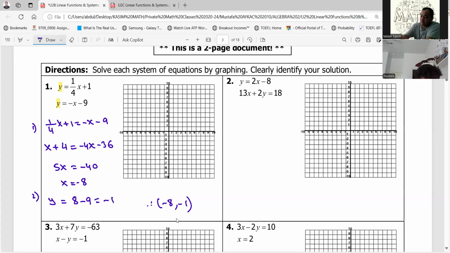Now do question two using the substitution method. Try to do it in 1.5 minutes. Okay, I set the timer.